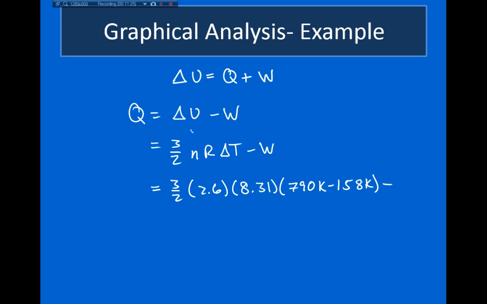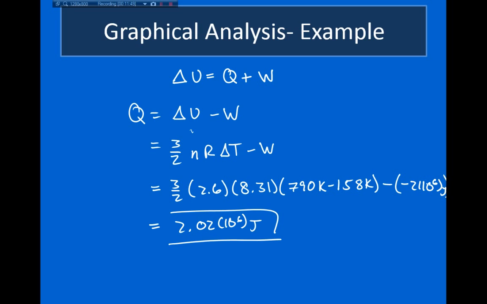Minus, and we got to be careful about this, remember the work that was done was negative, so it's minus negative 2 times 10 to the 6th joules. So if we plug all these numbers into a calculator, we see that the heat that must have been added to the system is equal to 2.02 times 10 to the 6th joules. So most of the heat went into this work that was being done, and then a little bit into changing the temperature of the gas.